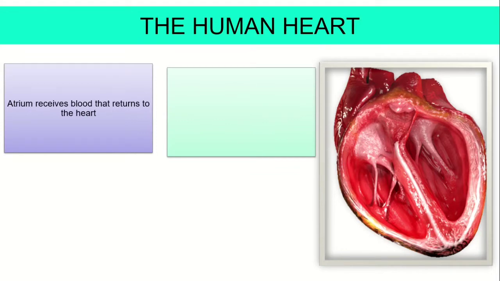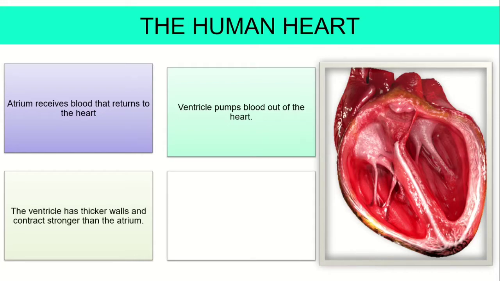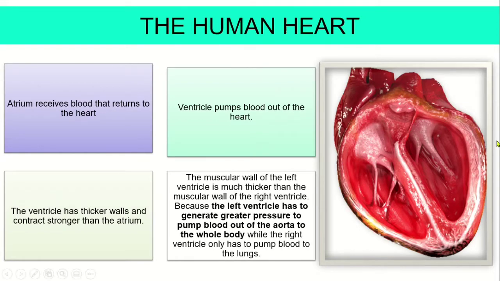The atrium will receive the blood returning to the heart. Meanwhile, the ventricle will pump blood out of the heart. The ventricle has a thicker wall and contracts stronger than the atrium. This is because the left ventricle has to generate greater pressure to pump the blood out through the aorta to the whole body, while the right ventricle has only to pump the blood to the lungs.